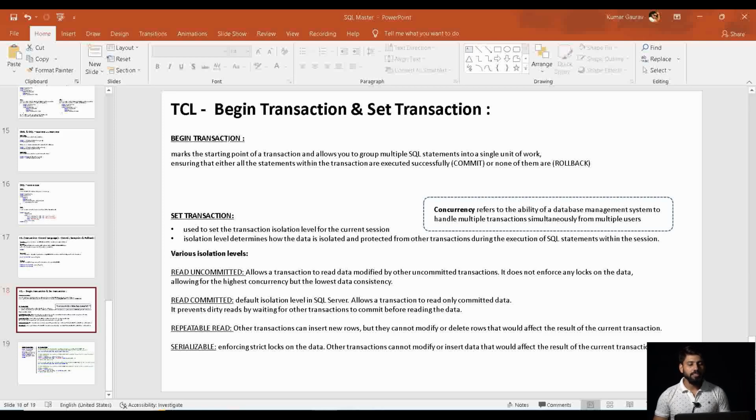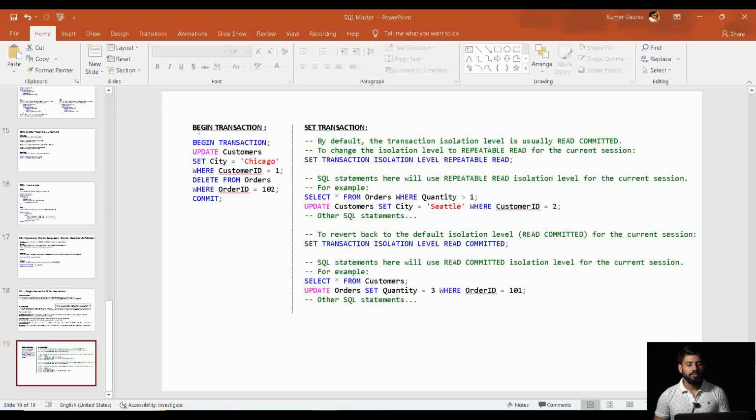So first we have begin transaction. Begin transaction is just the mark of the starting point of a transaction, which allows you to group multiple SQL statements into a unit of work. I will move to the example. Here you can see a begin transaction example, in which we are updating the customer table and deleting some things from the order table. Both of these things go into one chunk, so we are wrapping them up with begin transaction.